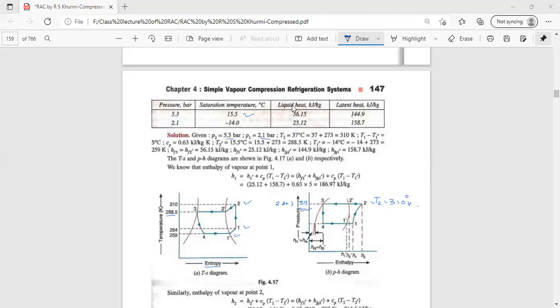Now, what is going to happen here? T2 dash is 288.5 Kelvin. So the temperature here is given as 310 at T2, and T2 dash is given as 288.5, because the temperature is given at the saturation temperature in the saturated state, which means the temperature at the line of dry saturation is T2 dash. It is superheated at the end of compression at 37 degrees centigrade, so it is 310.